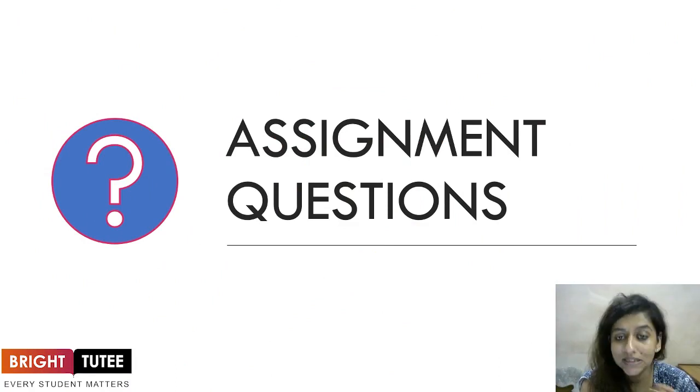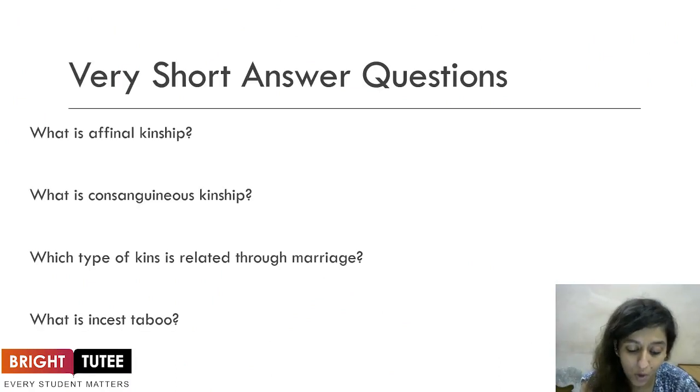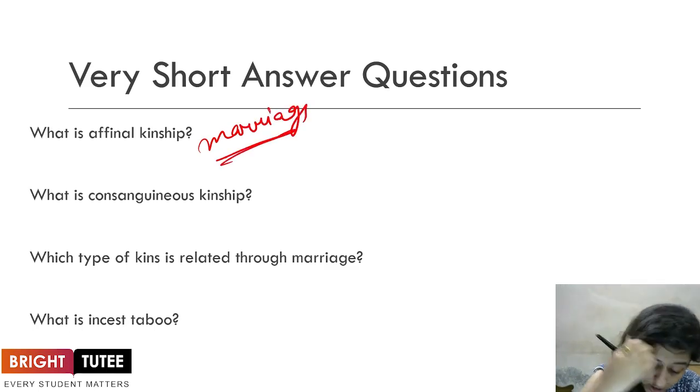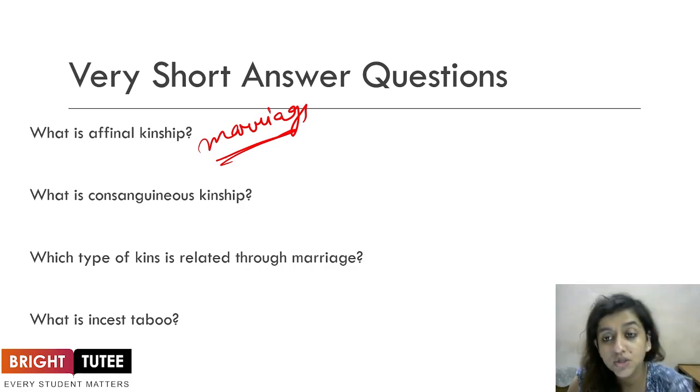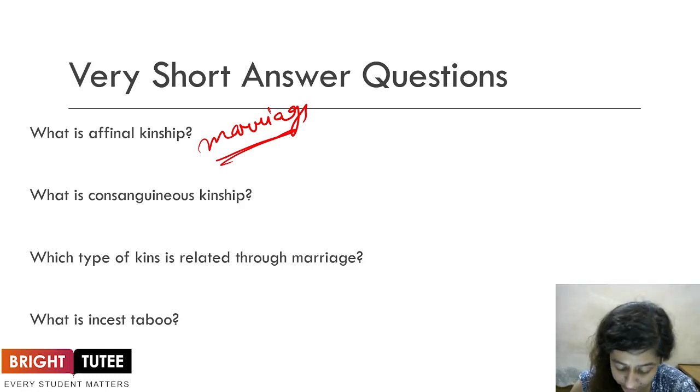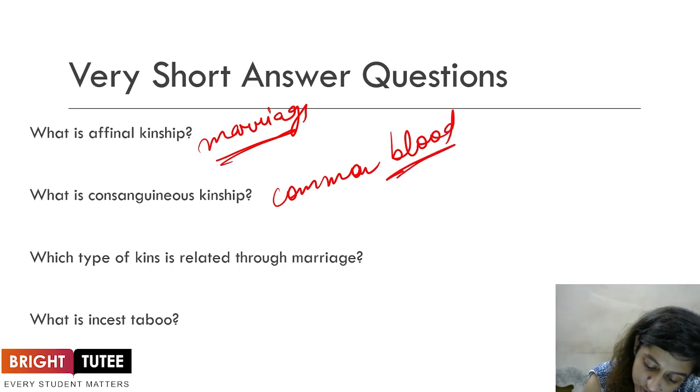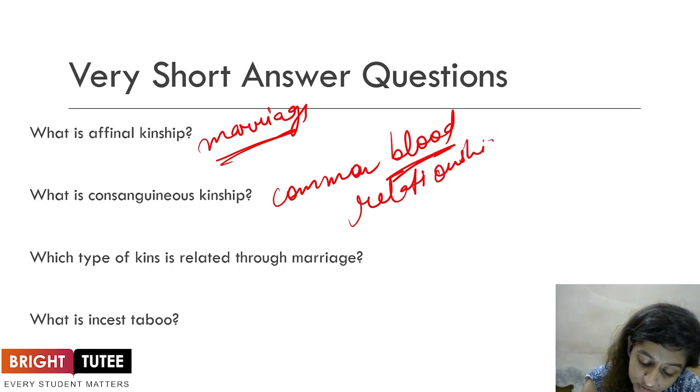Talking about the assignment question, starting with what is affinal kinship. Affinal kinship has to do with the concept of marriage. The kind of kinship based on affinity, which is marriage, is known as affinal kinship. However, kinship based on common blood relationships is known as consanguineous kinship.